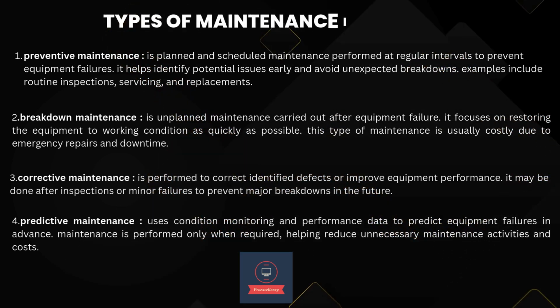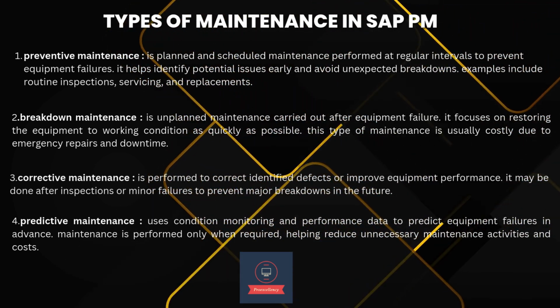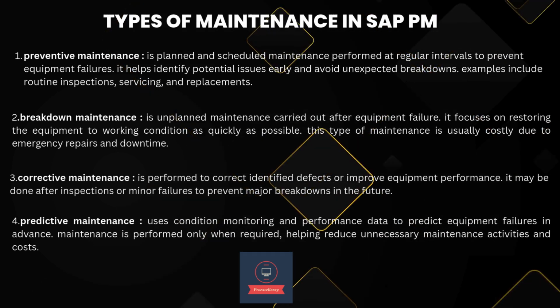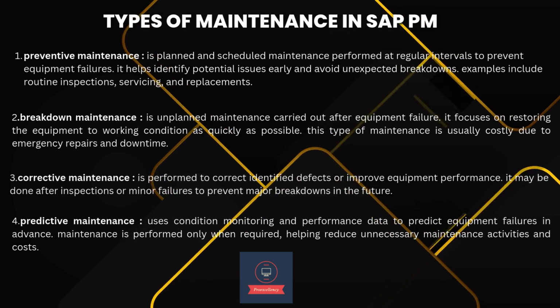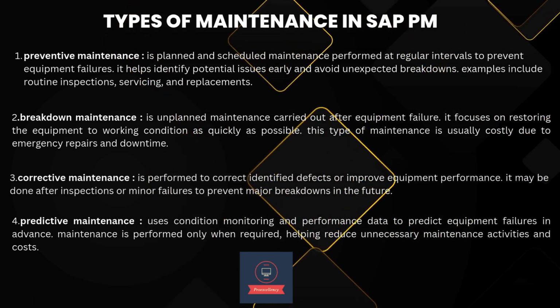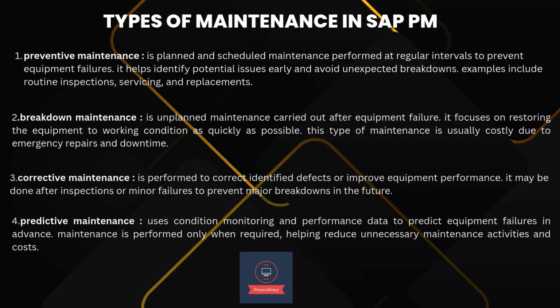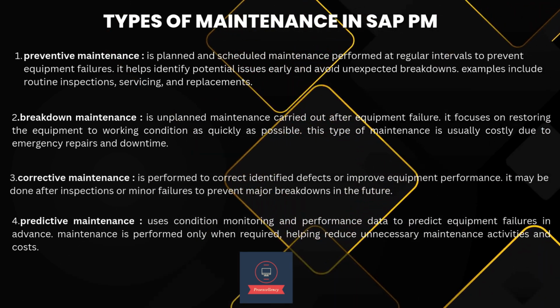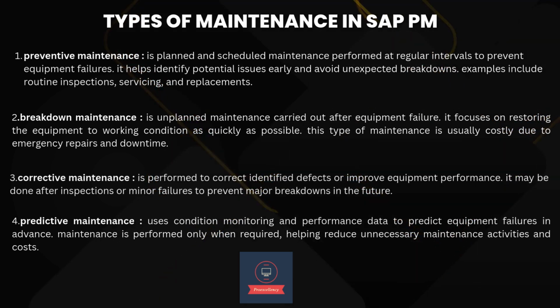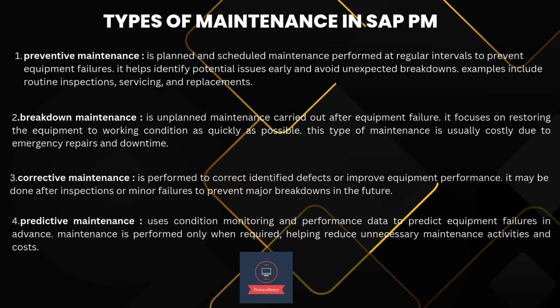Types of maintenance in SAP PM. 1. Preventive maintenance is planned and scheduled maintenance performed at regular intervals to prevent equipment failures. It helps identify potential issues early and avoid unexpected breakdowns. Examples include routine inspections, servicing, and replacements.